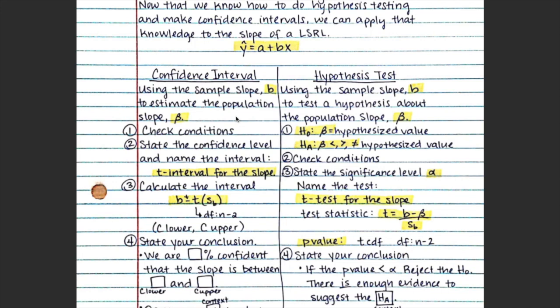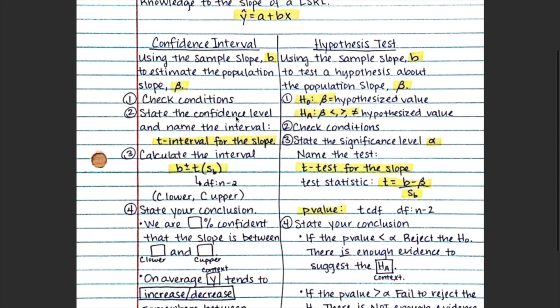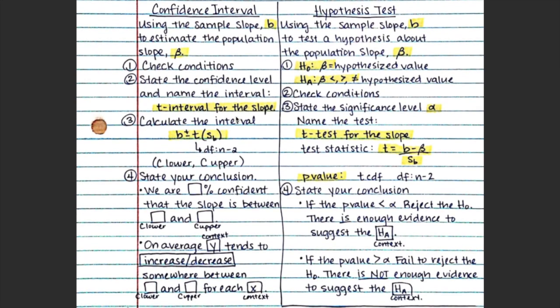The confidence interval uses your sample slope, b, to estimate the population slope beta, right? It gives you an interval of where you think that population slope is going to fall. So the steps are basically the same as the ones we've gone through before. You're going to check your conditions. It is a little different from the central limit theorem, so we'll talk about that next class, so don't worry about that today. Step 2, you're going to state your confidence level.